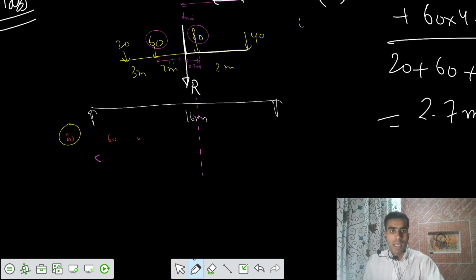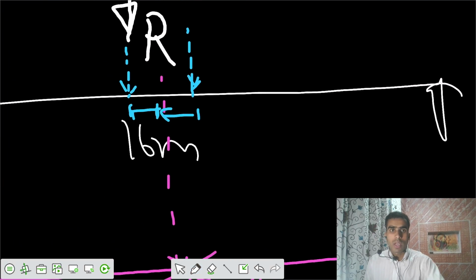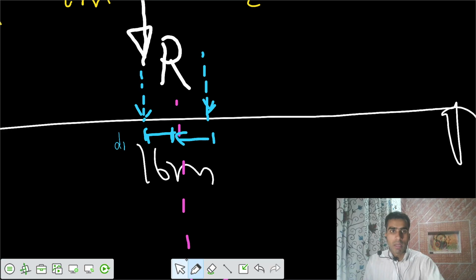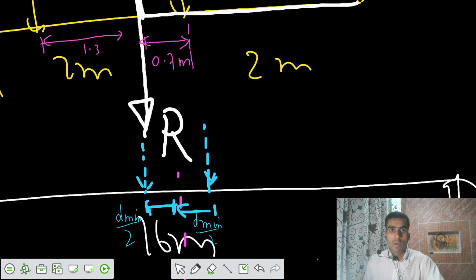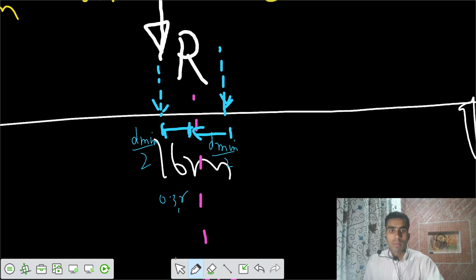Let's say this was a length of 8 meter and this was 8 meter length. I had to ensure that the resultant and the concerned load of 80 kilonewton are equally spaced from the midspan. If there was some resultant here and the 80 kilonewton was here, this part and this part are both equal to D minimum by 2. That's 0.7 by 2, that's 0.35 meters from this side.